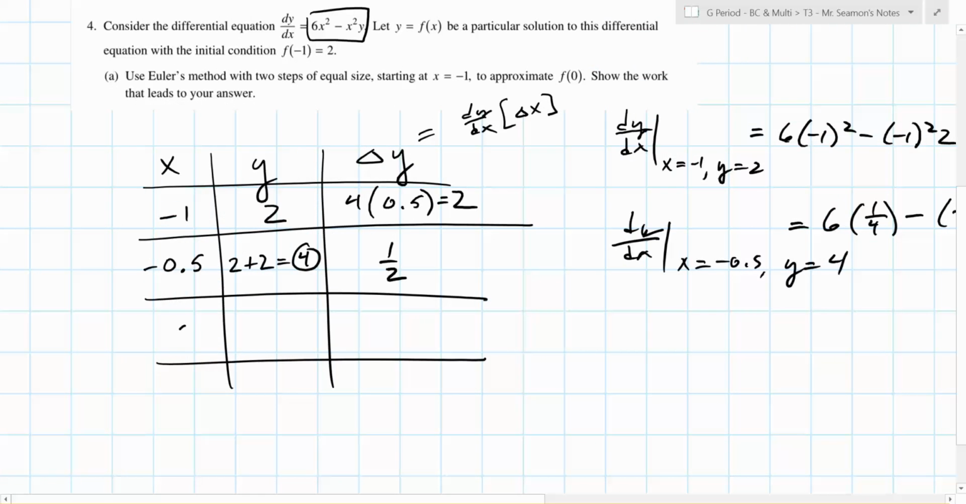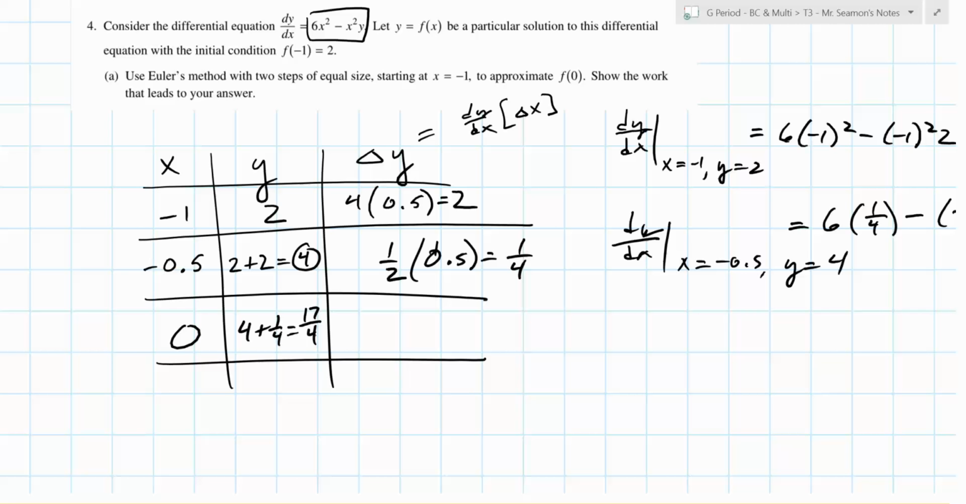So then we have 0, right? So then what's our y value going to be? Wait, did you do 1/2? Oh, sorry. Times what? Times 0.5. So that's going to be 1/4. So therefore, what are we going to get? 4 plus a fourth is 17/4. And that's what it's asking you for, right? So that's our approximation. Euler's method is using this.